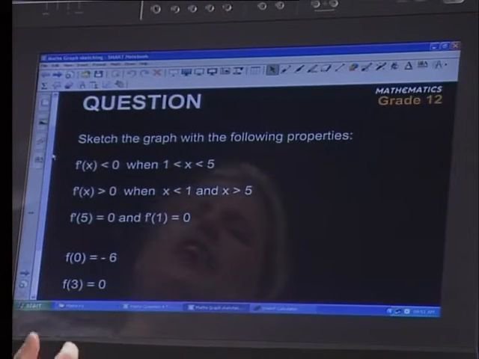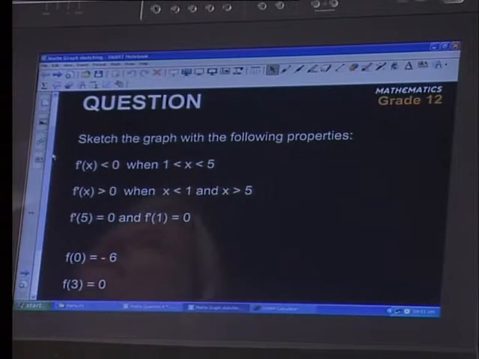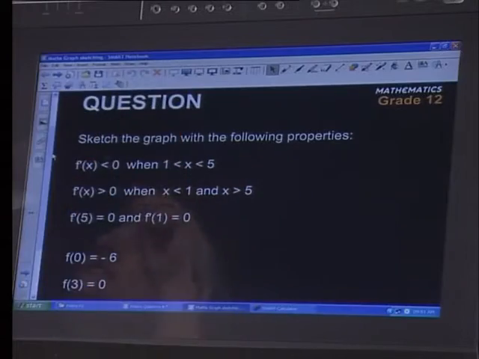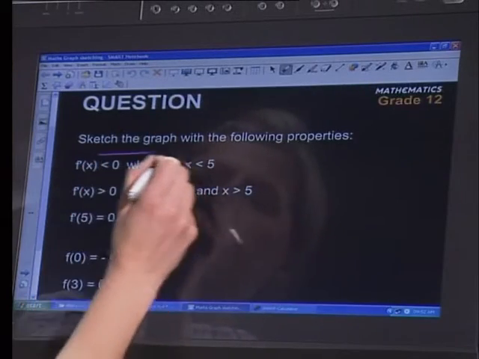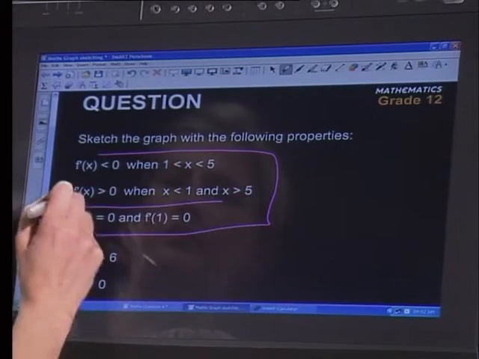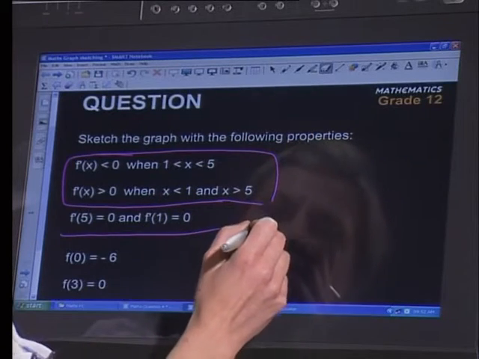The gradient is less than 1. So in other words, before 1, the gradient is greater than 0. So the graph is going uphill. And again, it is going uphill, and the gradient is positive after 5. So far, we know the graph must look like that, and like that. That is the information that is given to us over here. It just gives us a little bit of a visual of what we are dealing with.